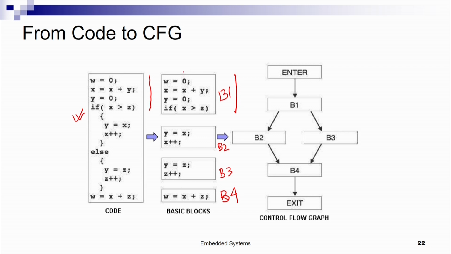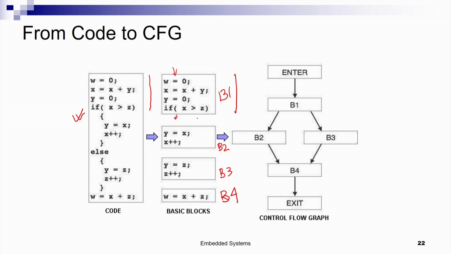Once the program control enters into the first statement w equals to 0, there is no other way that it can exit other than after the last statement. So, once w0 is executed, once control enters into w0, we know that up to the if statement it is always going to be executed. So, x equals to x plus y must be executed, y equals to 0 must be executed, and if x greater than z, this condition check must be executed.